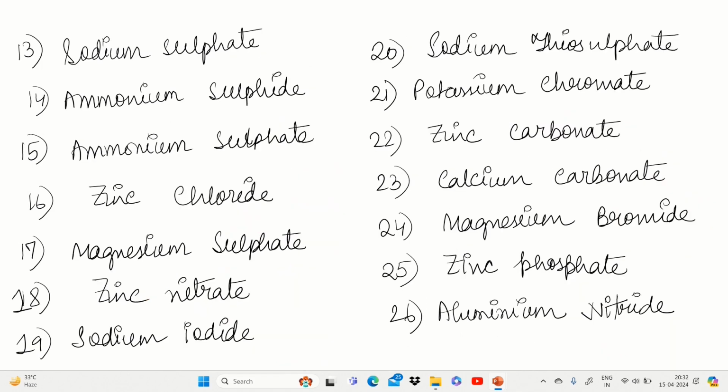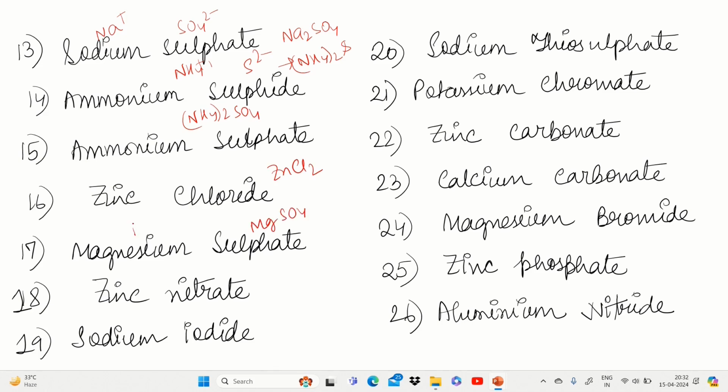Next, sodium sulfate. Sodium sulfate will be Na2SO4, because sulfate is SO4 2- and Na is +1. Ammonium sulfide, NH4 +1, sulfide is S 2-. So (NH4)2S. Ammonium sulfate, (NH4)2SO4. Zinc chloride, ZnCl2. Magnesium sulfate, MgSO4. Mg is +2, sulfate is SO4 -2. So Mg2(SO4)2. Now cancel them. So the answer is MgSO4.